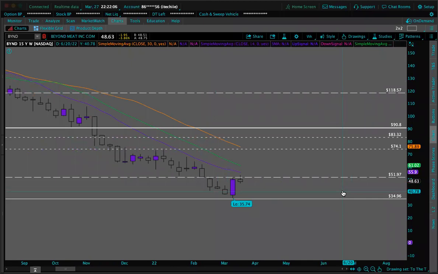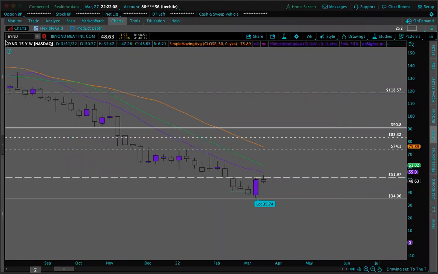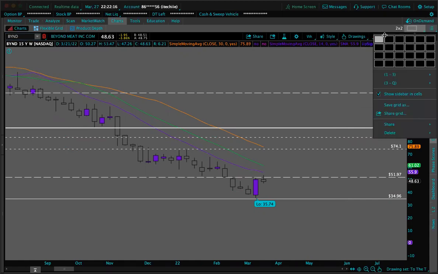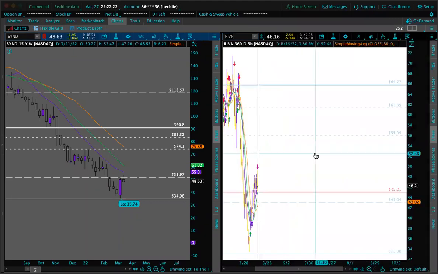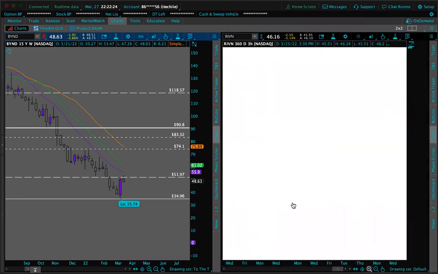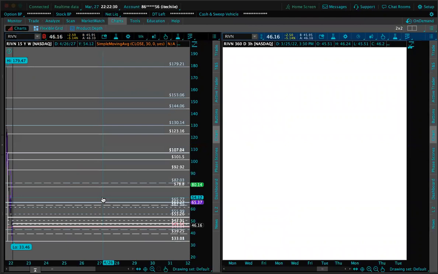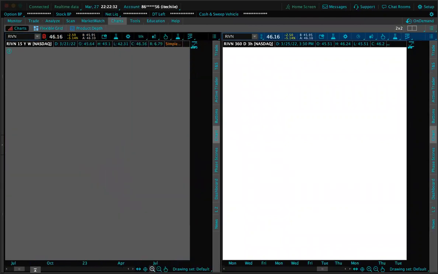This is your weekly setup. I'm going to actually do a side-by-side chart. I'm going to show you guys something. I'm going to use Rivian. When we found that bottom, we played it on the long side. Let me put Rivian over here. The white chart is too bright. Sorry about that.